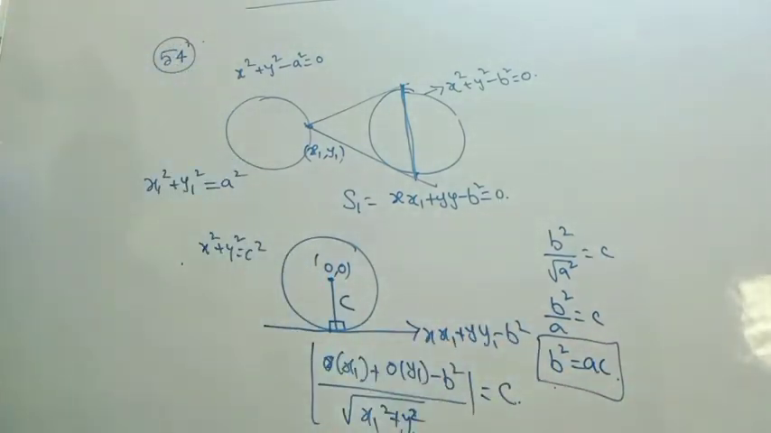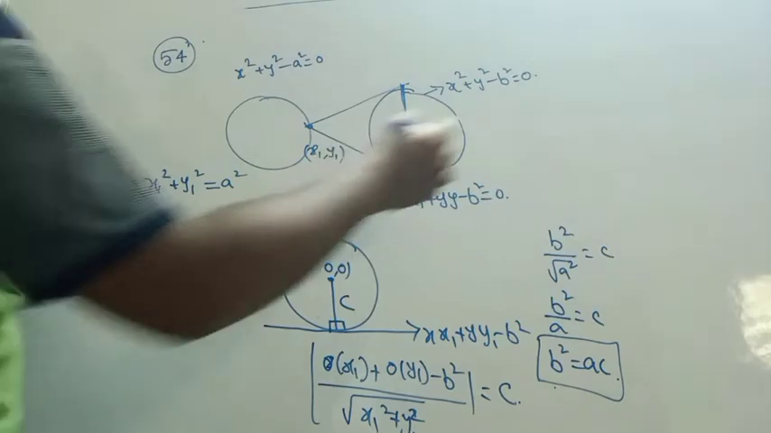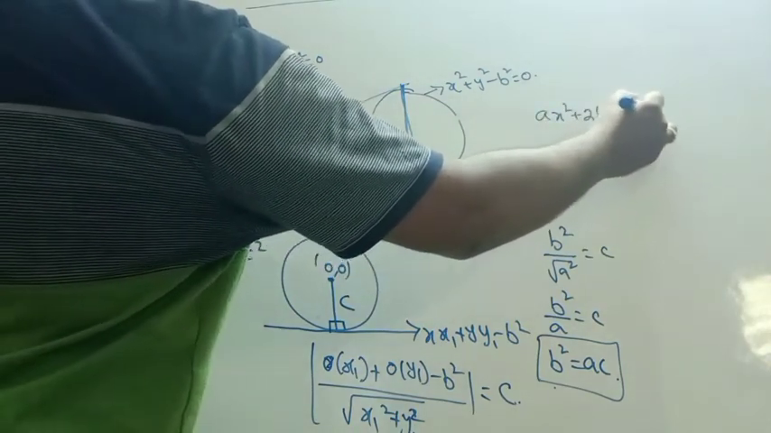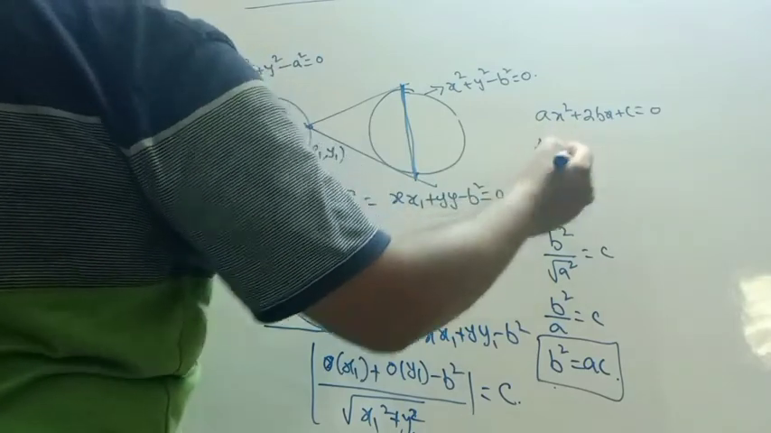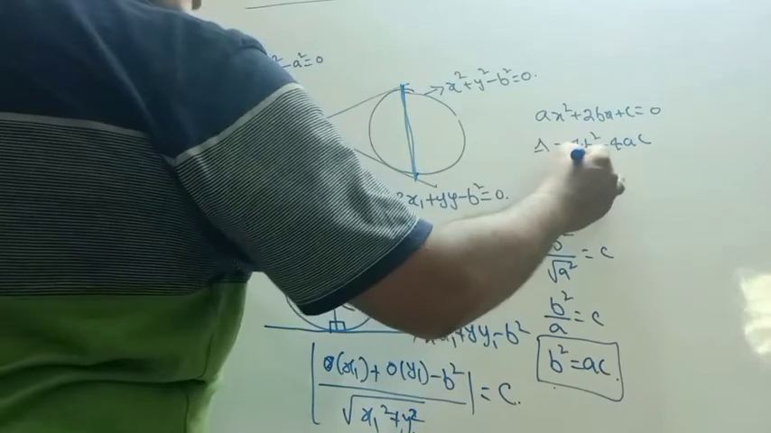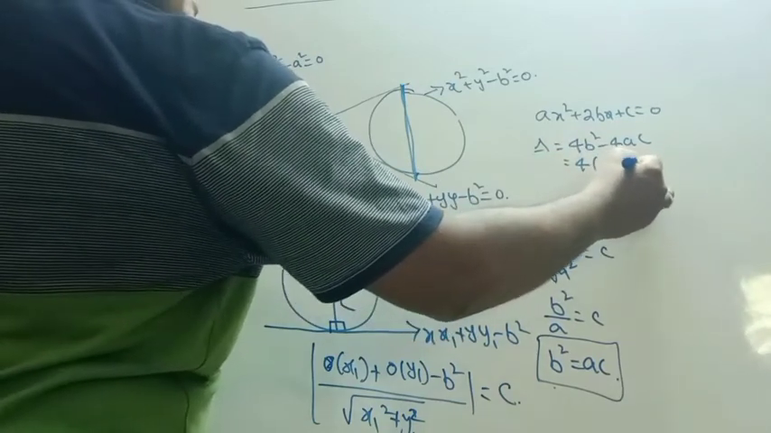And what more they have given is the roots of the equation ax square plus 2bx plus c is equal to 0. And the discriminant of this is what? 4b square minus 4ac, right? If you take 4 common, it is b square minus ac.